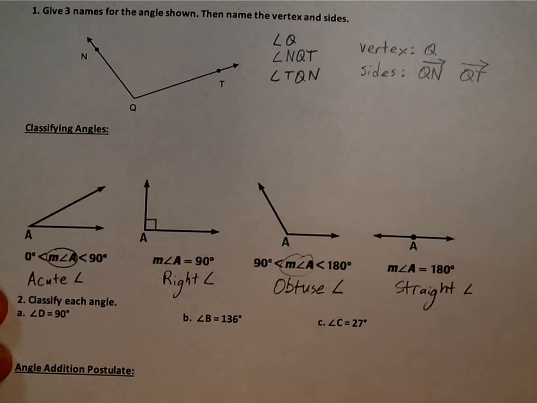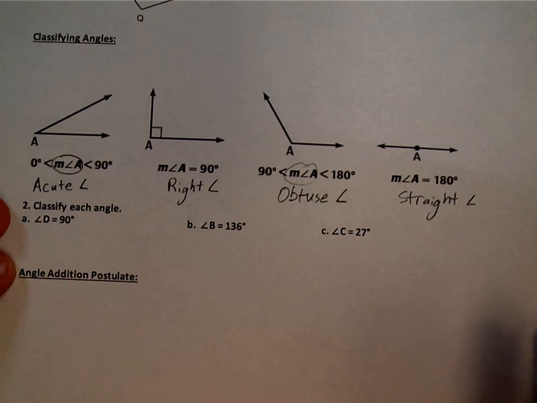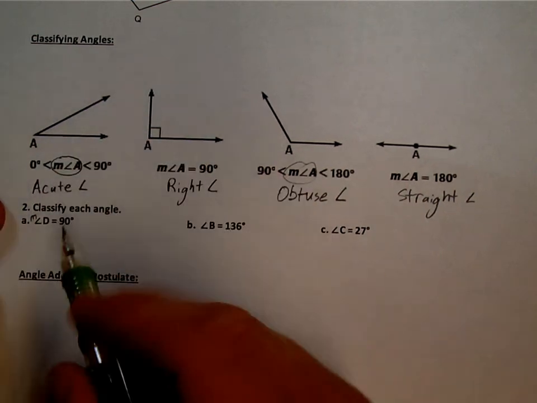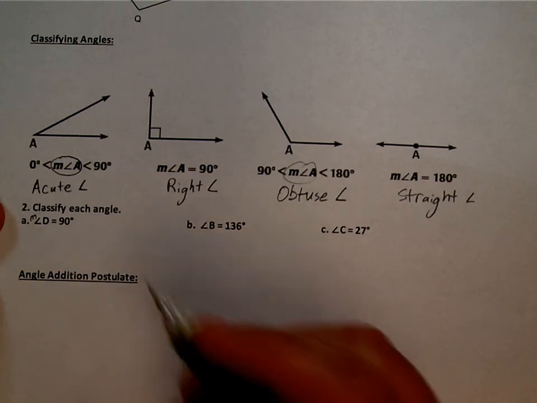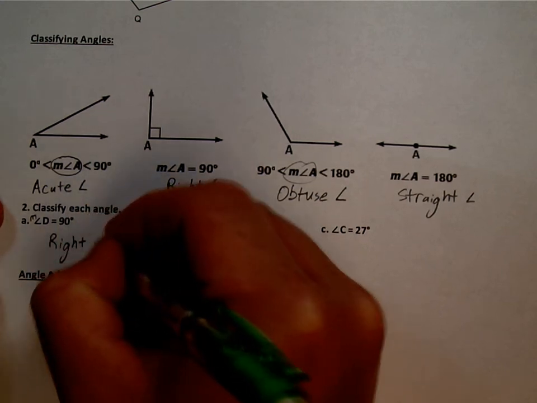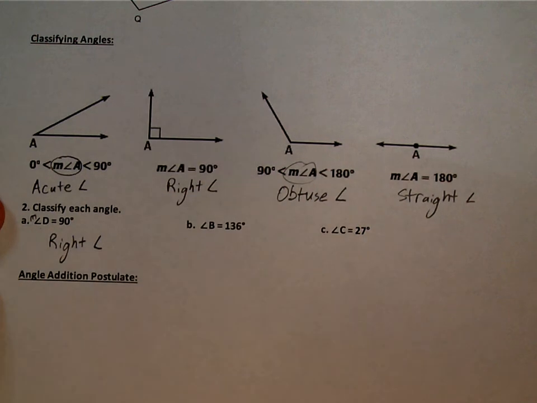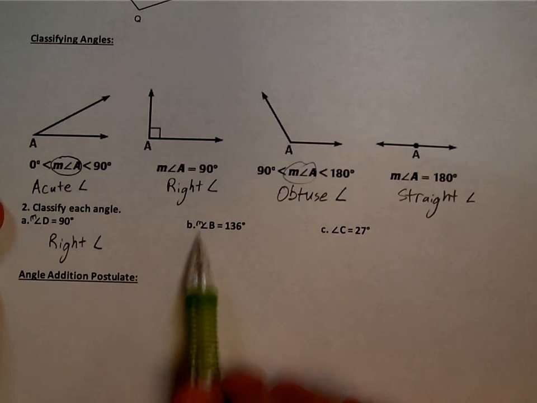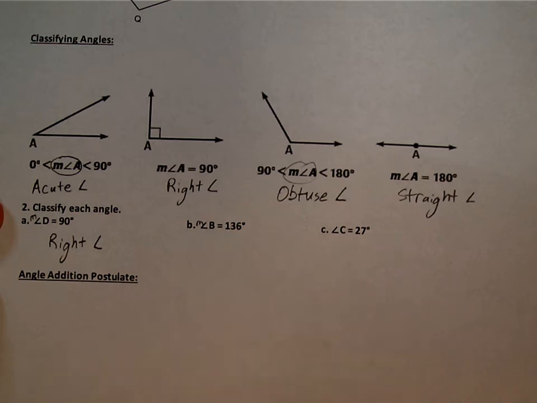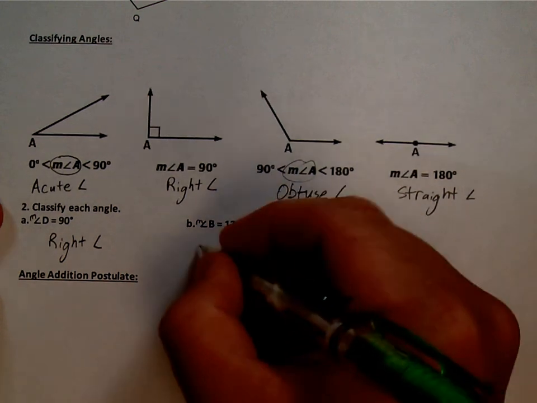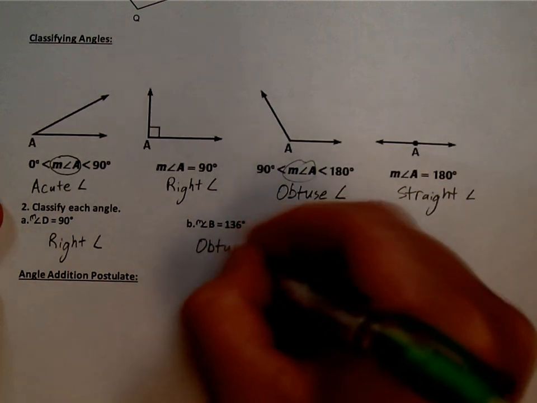So let's practice on number 2, classifying these three angles. If angle D, technically they should have an M in front of it, they're talking about the measure. The measure of angle D is 90 degrees, that would be a right angle, that would be its classification. B, we'd put an M in front of it. Technically, it should be there. The measure of angle B is 136 degrees. Well, that's more than 90, but it's less than 180. So therefore, it's an obtuse angle.